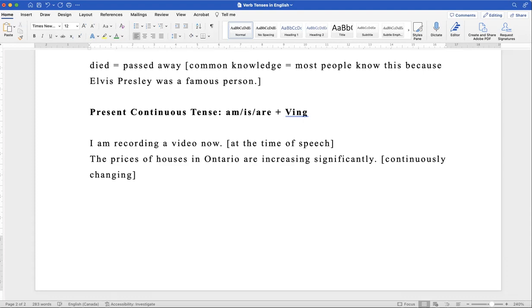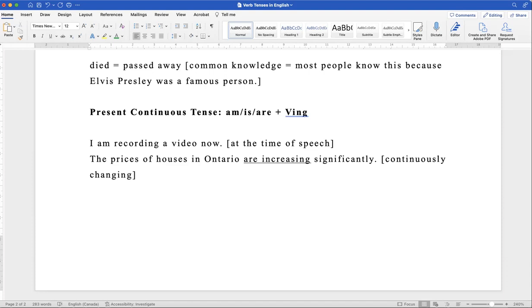So if you are talking about something happening at the time of speech, while you are speaking, you can use present continuous tense. If a situation is continuously changing all the time, you can use present continuous tense. So in this case, again, we need to use are increasing because we are talking about a continuous change, something changing continuously. What else?